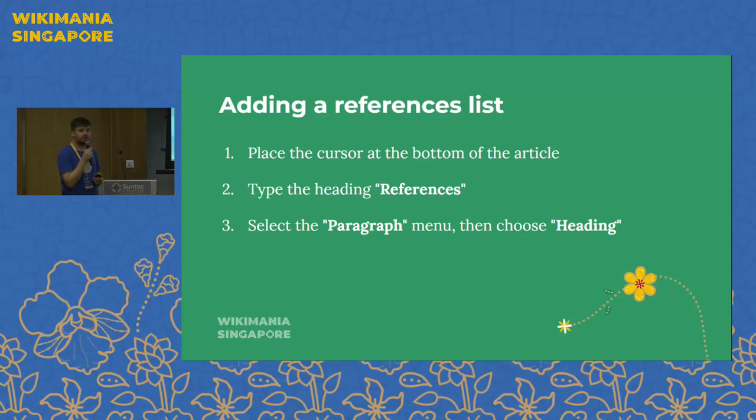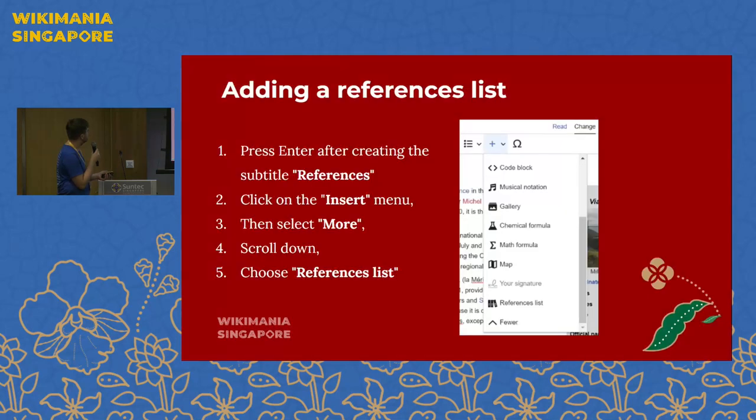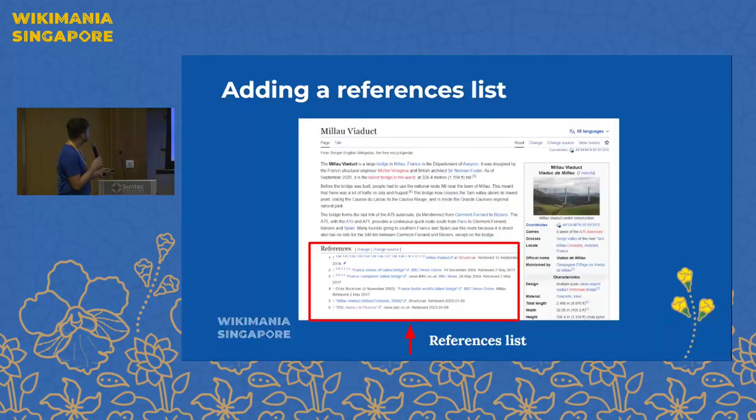To add this references list, you can do this by placing the cursor at the bottom of the article, typing the heading "References", and then selecting the paragraph menu and choosing the heading title. This can then be added using the references list button, which is in the plus icon, which is for the insert. You can then select more, scroll down, and find the references list. It will then appear at the bottom of the article like that.